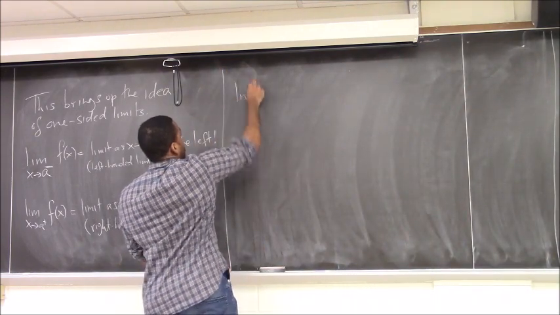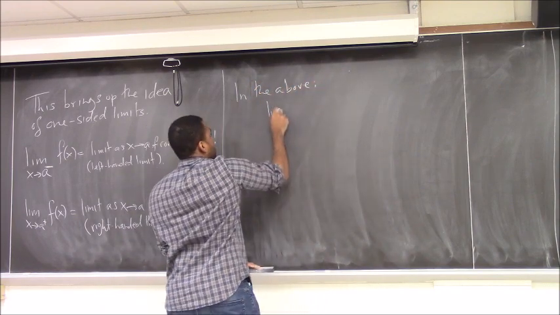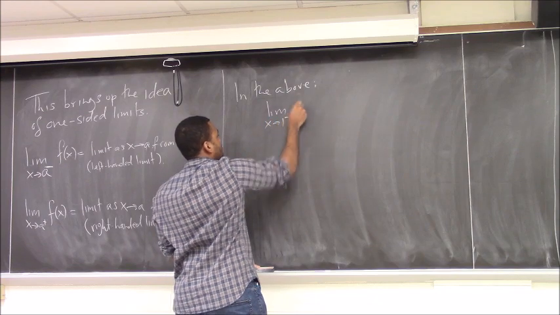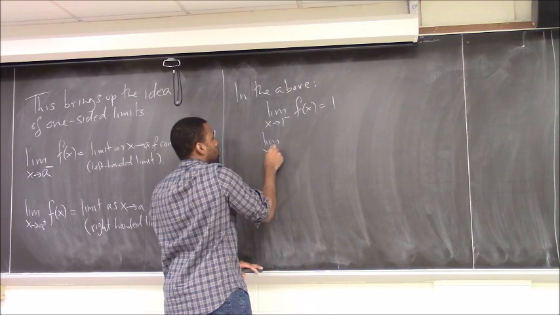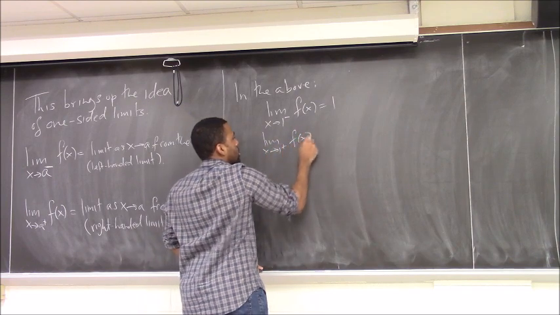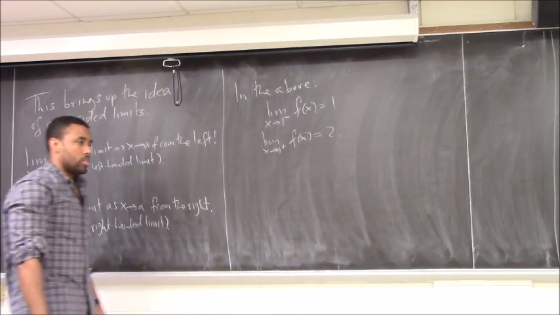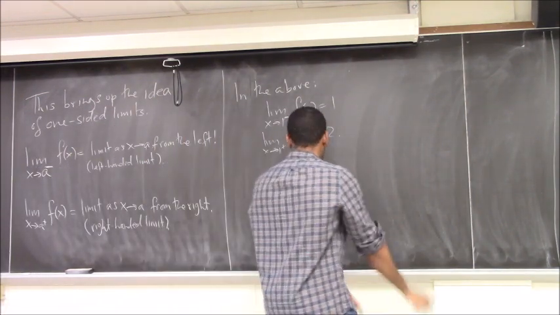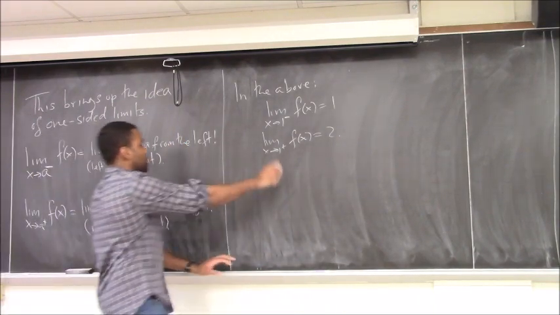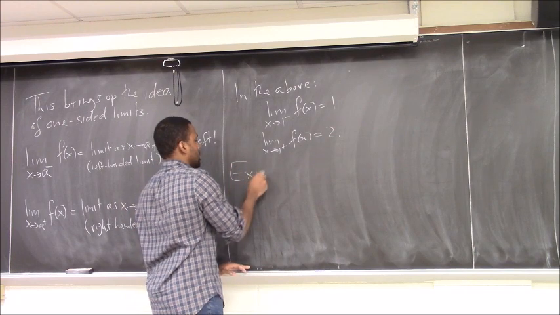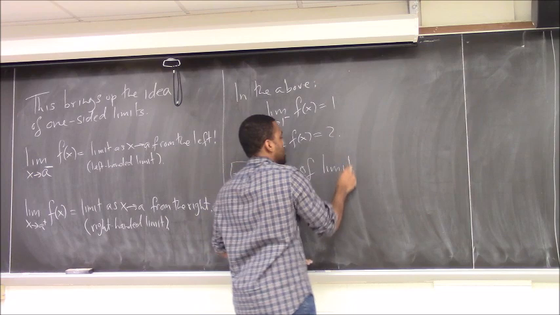And so in the above example, we could have the limit as x approaches 1 from the left of f of x, that was the number 1, and the limit as x approaches 1 from the right of f of x, that was actually the number 2. Okay, so the one-sided limits are fine, they can exist. The overall limit did not exist though, and that should be something we should probably know. Talk about the existence of limits.